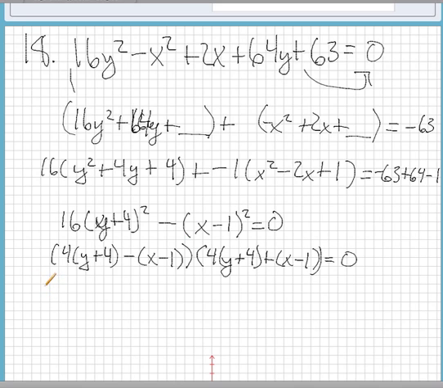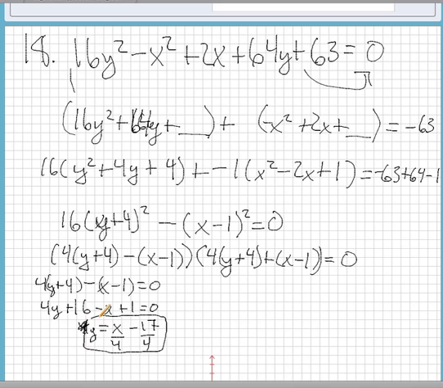And we're going to use our rule of, if this is equal to 0, the whole thing equals 0, or if this is equal to 0, the whole thing equals 0. So we're going to solve these two things individually for them being equal to 0. So 4y plus 4 minus x minus 1 equals 0. So that is going to be 4y plus 16 minus x plus 1 equals 0. Then it's going to be equal to 4y equals x minus 17, and then divide both sides by 4. So this line right here is going to be part of our graph.